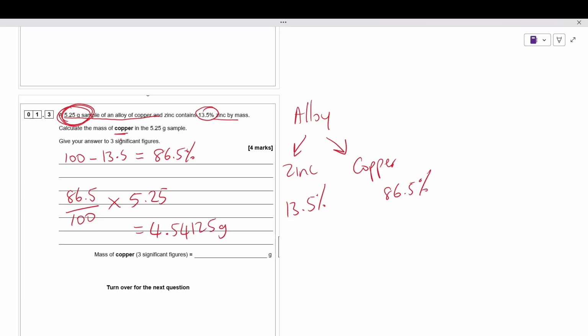4.54125 grams. But it says we're going to give the answer to 3 significant figures. So in order for us to represent it to 3 significant figures, we're going to have that cut off right here. And the number that comes after is 1, which means we can just write that as is. So our answer is 4.54 grams. That is our answer represented to 3 significant figures.